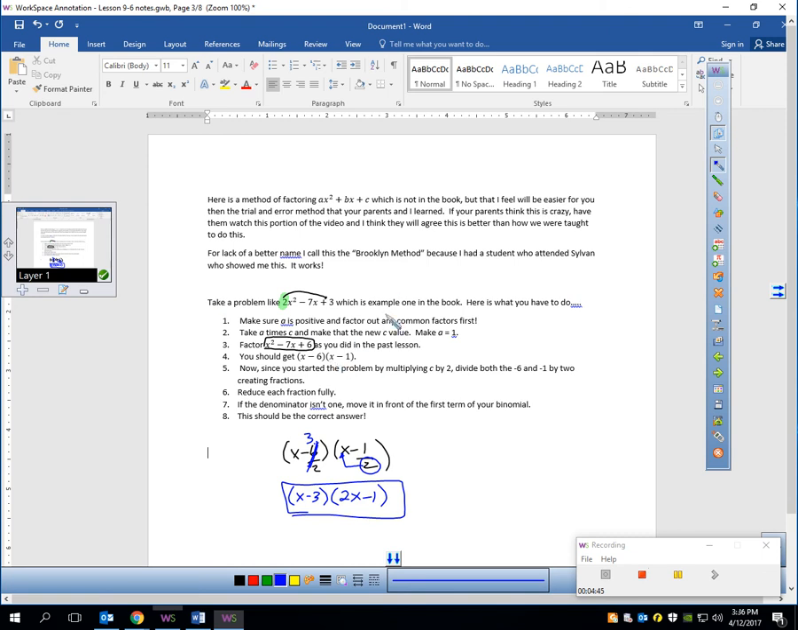The nice thing about this method that I'm showing you, this Brooklyn method, is it takes away a lot of the trial and error headache that your mom and dad or I would have had if A and C are bigger numbers. This could be a real headache trying to figure out the different factors. Let's do a few using that method.